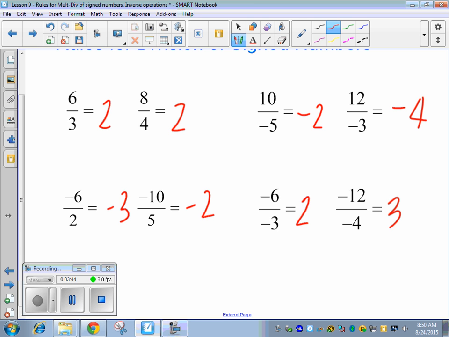I know this stuff is really, really simple, but it wouldn't be a bad idea to write down maybe one example from each of these sections. Just really fast.